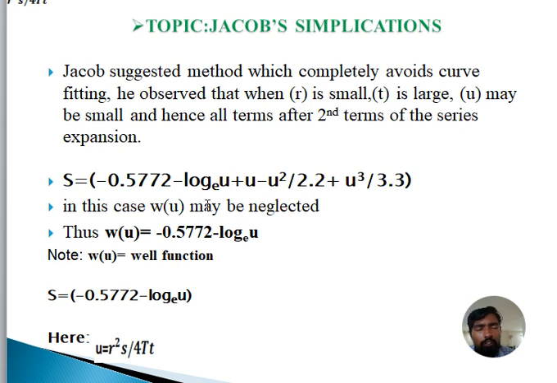So according to this point, s is a function of the well function W(u). So s is equal to, simply we are saying, 0.5772 minus log e u, where u is equal to r squared S by 4Tt. So u is r squared S by 4Tt, and W(u) is the well function. Here r is the radius of the well, s is the drawdown value, T is the transmissivity, and t is the time.